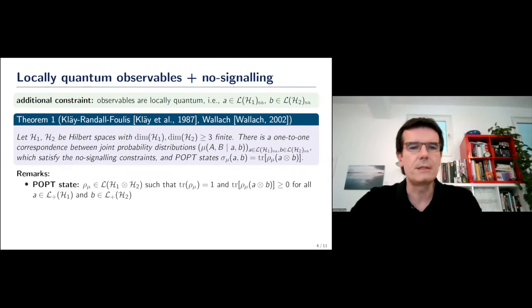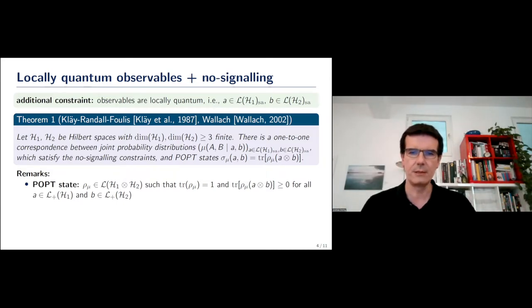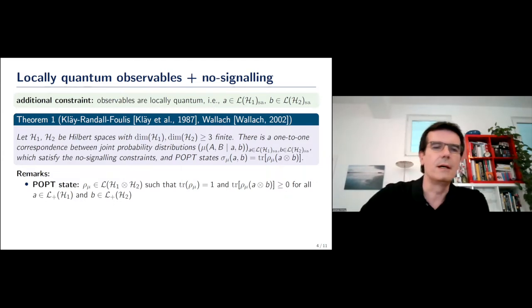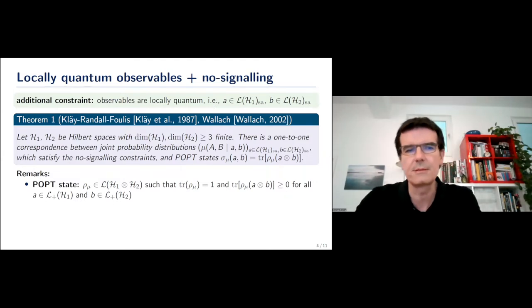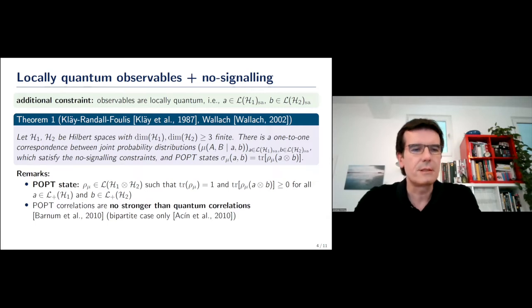So what are these POPT states? They are linear operators on the tensor product Hilbert space, as you might expect. They have trace one. And if you put in positive A and positive B, then indeed you get some positive number. So they are positive on positive tensors. This is POPT. But they are not positive in general. If you put in some arbitrary self-adjoint joint operator here on this Hilbert space, it's not necessarily the case that you get a positive number. So what is known, and that's an interesting result by Barnum and others, is that POPT correlations are no stronger than quantum correlations.